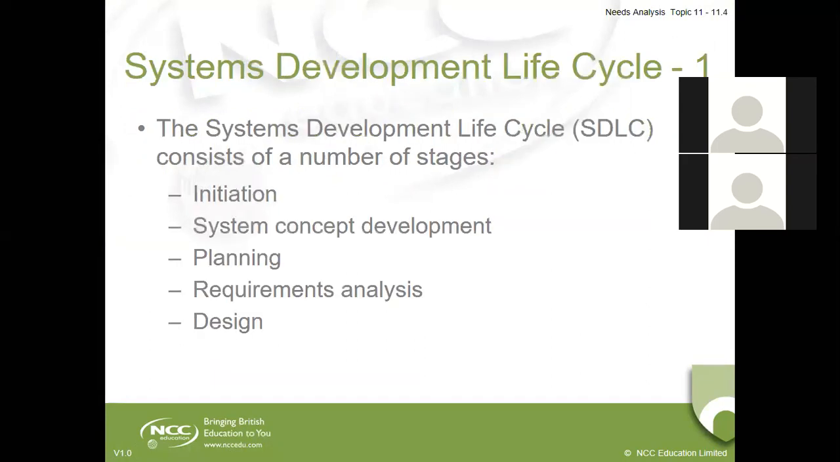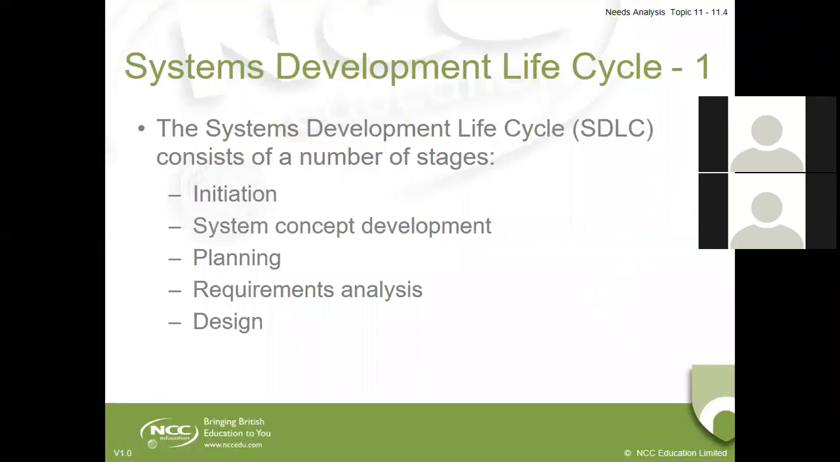Basically, we are looking at the systems development life cycle. The systems development life cycle consists of a number of stages. This is used basically in software development. There are phases that include initiation. You have to know what is in initiation. After initiation, the second phase is systems concept development. The third phase is planning. Fourth is requirement analysis. Then you design, system design.